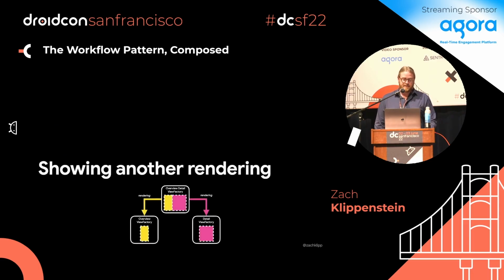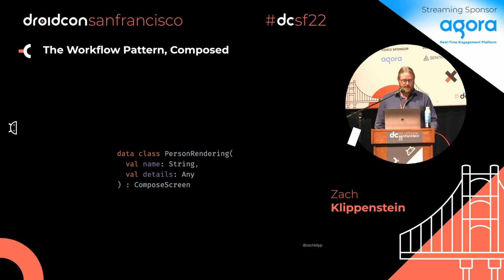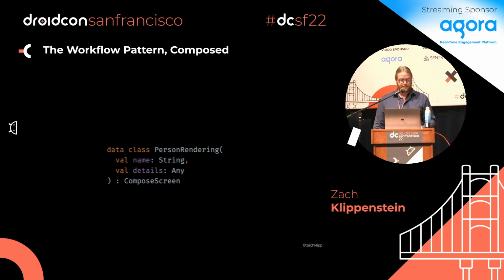So remember this diagram? View factories can form a tree and show other view factories for other renderings. So let's see how that works. Let's convert this name rendering to a person rendering and give it some more data. We don't know what kind of data. Different people might have different details about them that we care about, like maybe some people have an address or social media info. It doesn't matter. Our person model can take any details type. And as long as the workflow runtime knows how to create a view for it, we can show it.